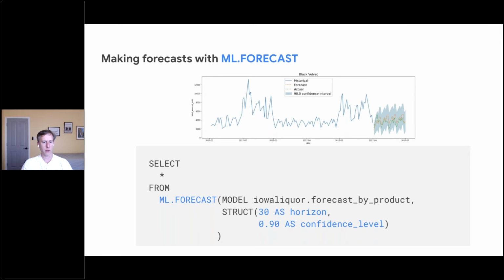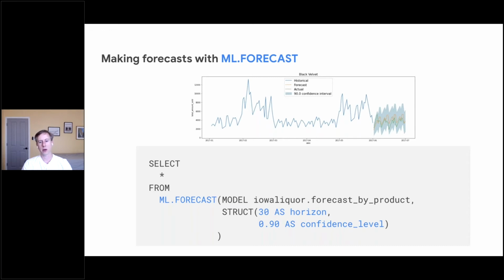There's an ml.forecast syntax here. And what we're doing here, we just say select star. And I'm not showing the results here, but you're going to get things like the forecasted value, the forecasted date. You're also going to have a confidence interval.